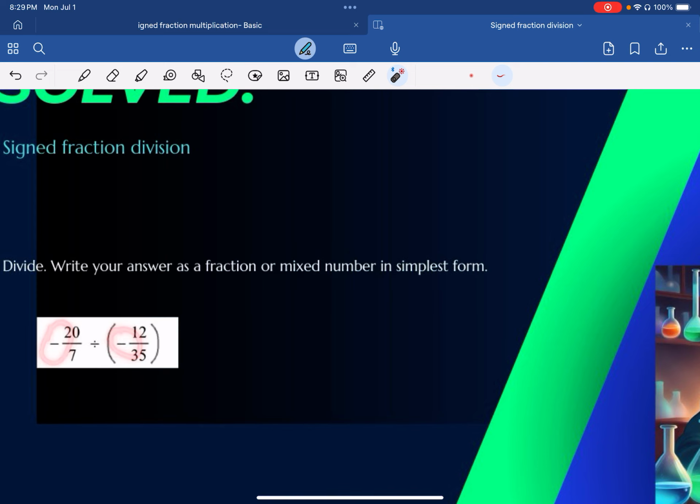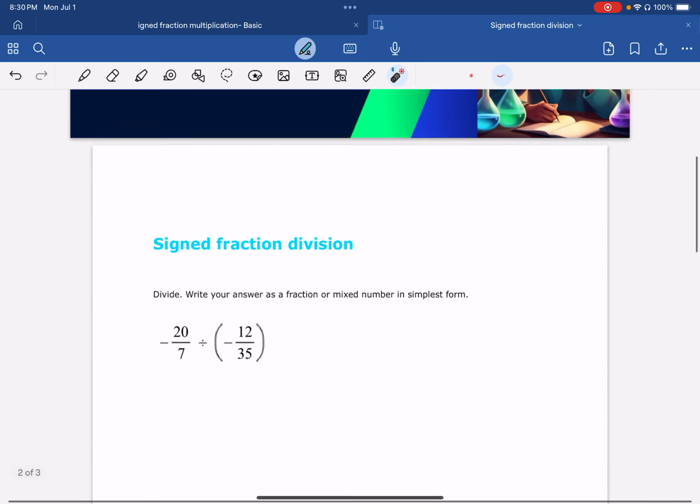The second thing we need to be aware of here is that there's a negative here and there's a negative here. And I want to remind you that anytime we're multiplying or dividing two negatives, in this case we're dividing two negatives, that's the same as having a positive value. So let's go over to our workspace here and let's tackle this.